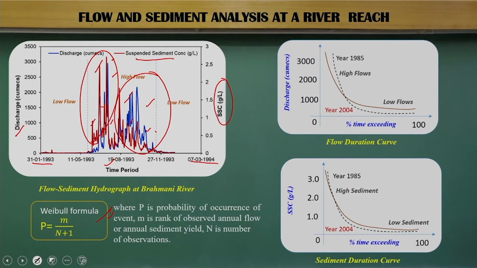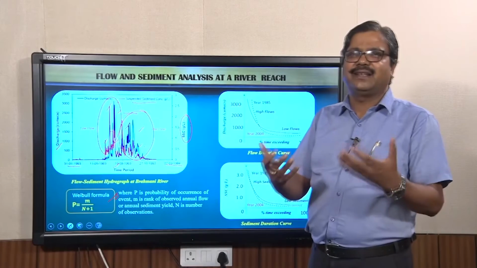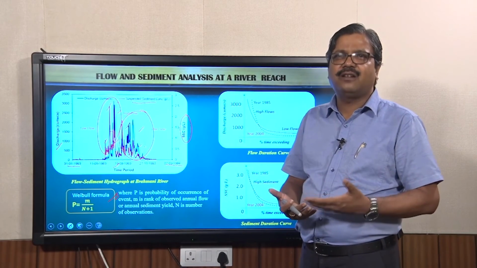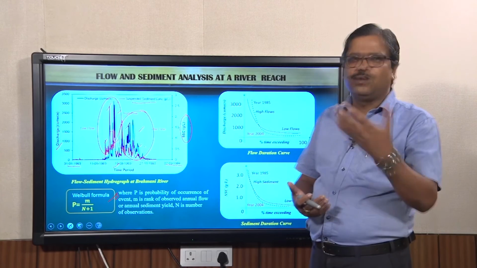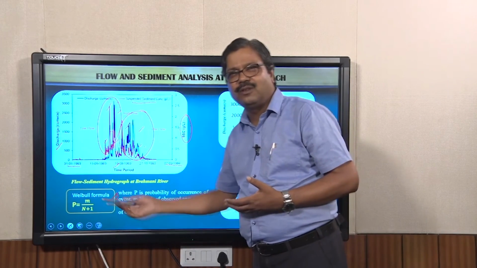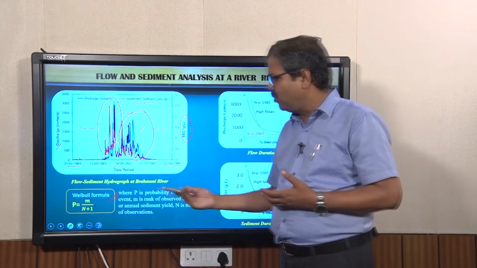we follow a very simple probability concept, the plotting point method, where the probability is m by n plus 1, and n is the total number of the data set, m is the ranking. So, any data set you can put in descending order, you can rank the data. So, you know the m value is a rank value. More detail you can find in any hydrology book.